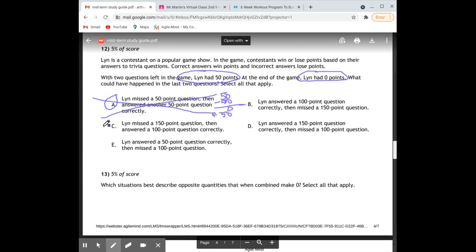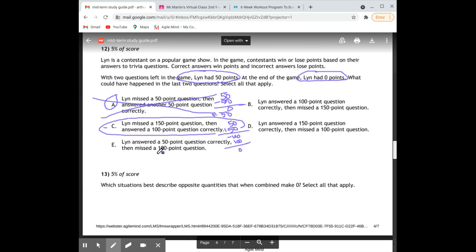Let's do this one. Yes, sir. Lynn missed a 150-point question, then answered a 100-point question correctly. So if she had 50 points already, then you take away 150 points, you'd be at negative 100. And then if you add 100, you'd be at 0. So that one is correct. Great. Does anybody have a question about what he just explained?